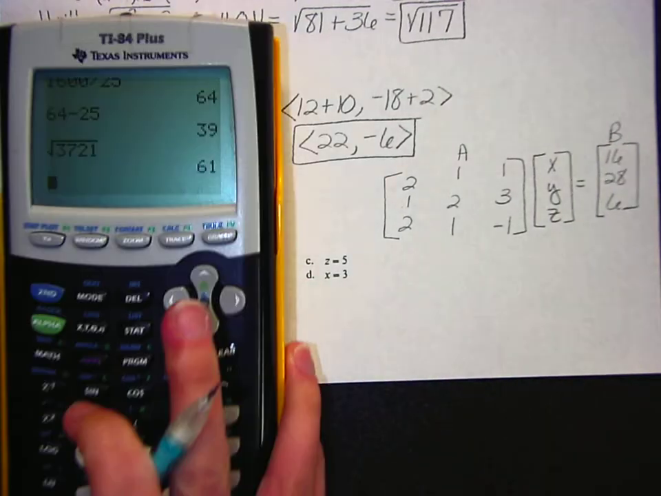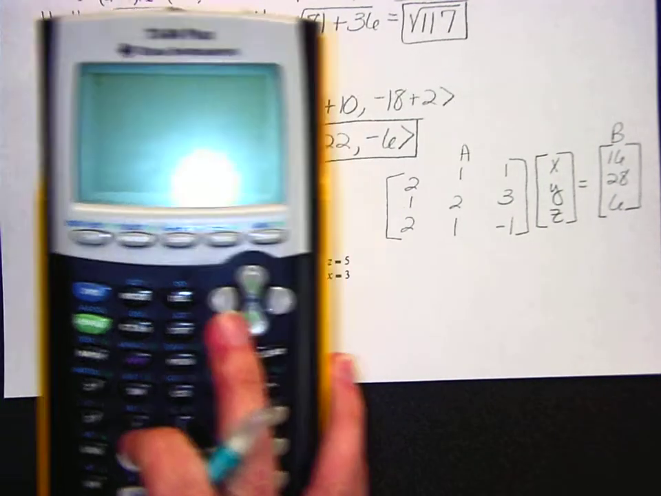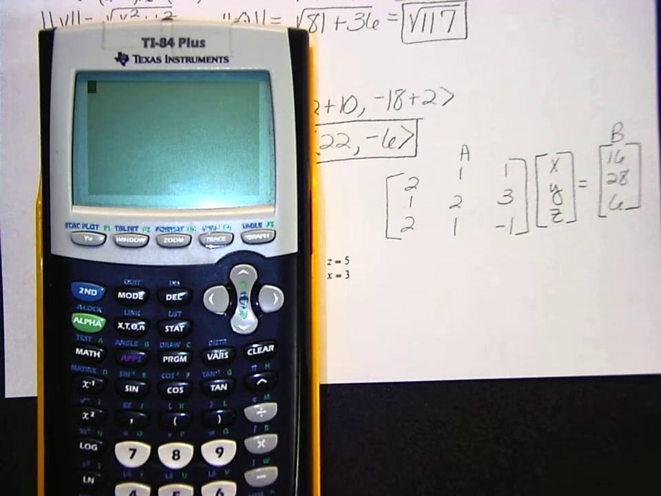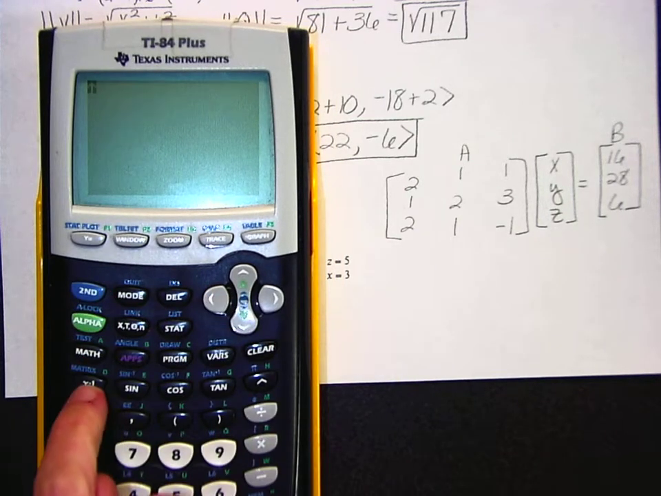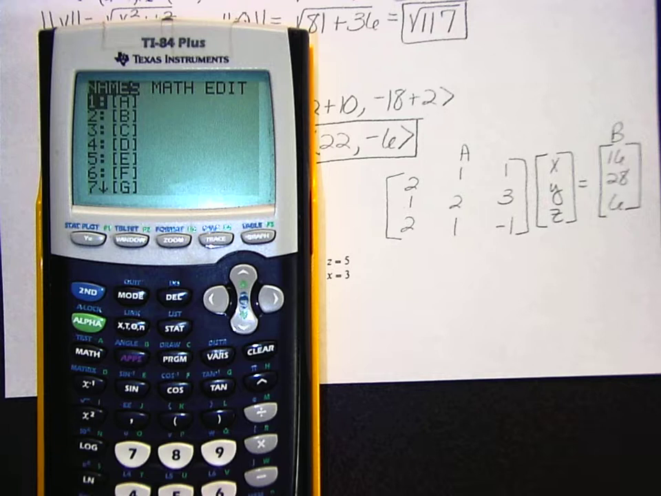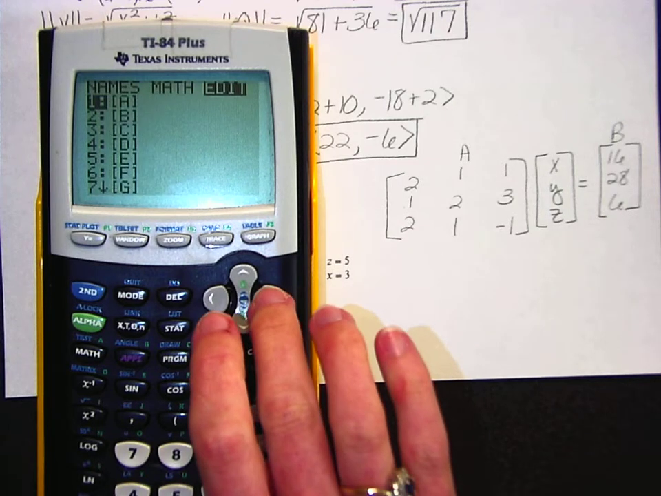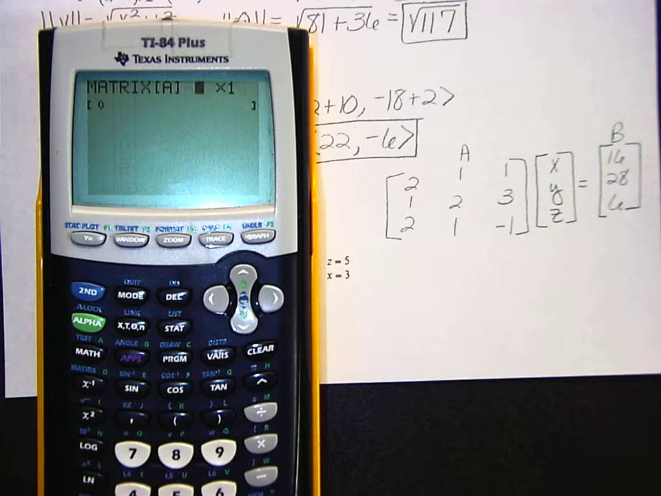All right, so in my calculator, to get to my matrix menu, I'm going to go to second, and this little inverse right here, second matrix. And first I'm going to start by editing, so I'm going to go over and edit matrix A. And this is a 3 by 3 matrix, 3 rows and 3 columns. And I'm going to enter all of those numbers.